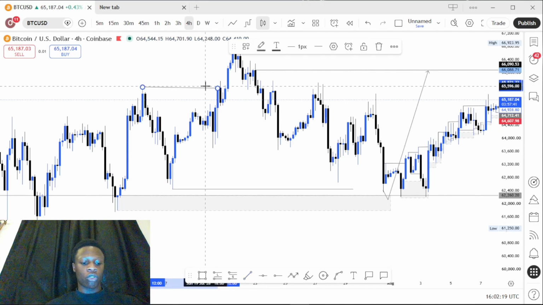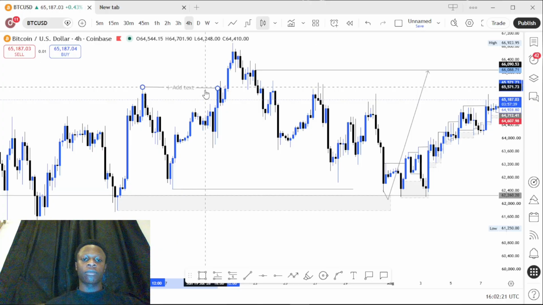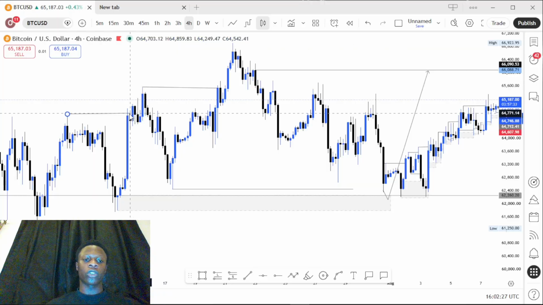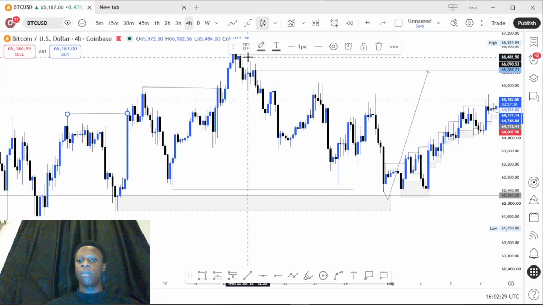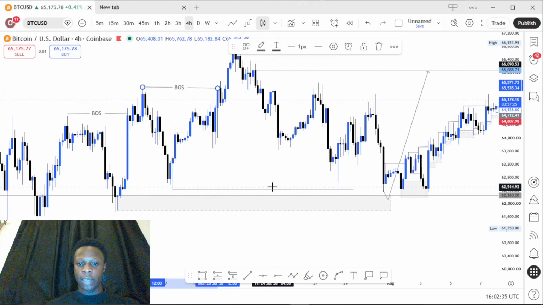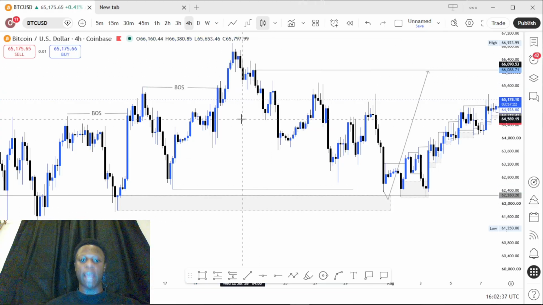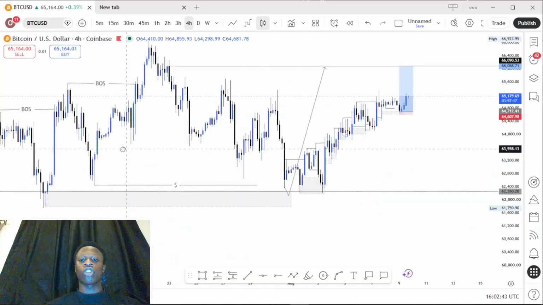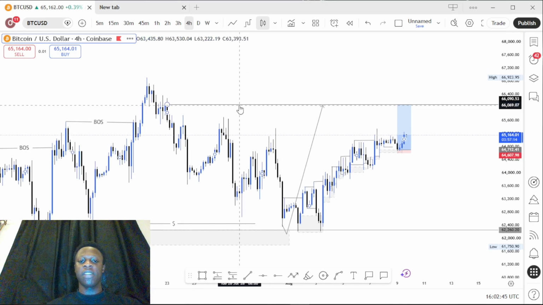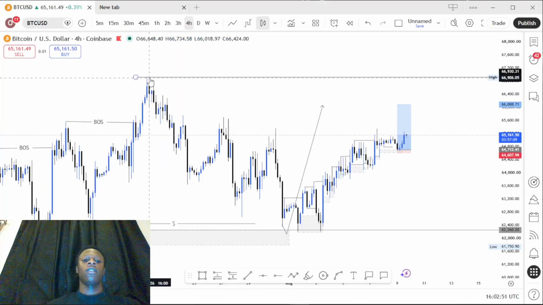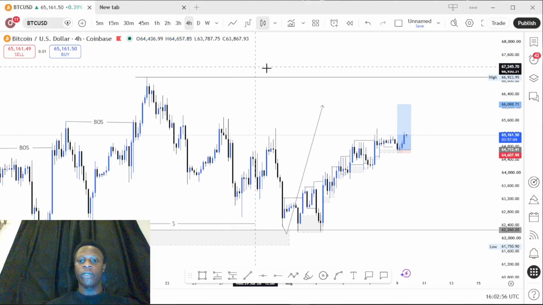Can you see the break of structure to the upside? That was a break of structure to the upside, and this was also a break of structure to the upside. Let me paste it so you guys can see it clearly. And this was also a break of structure, and this was my inducement. And my target now should be around this very high right here. This should be my liquidity sweep, and I want price to take this very high out.